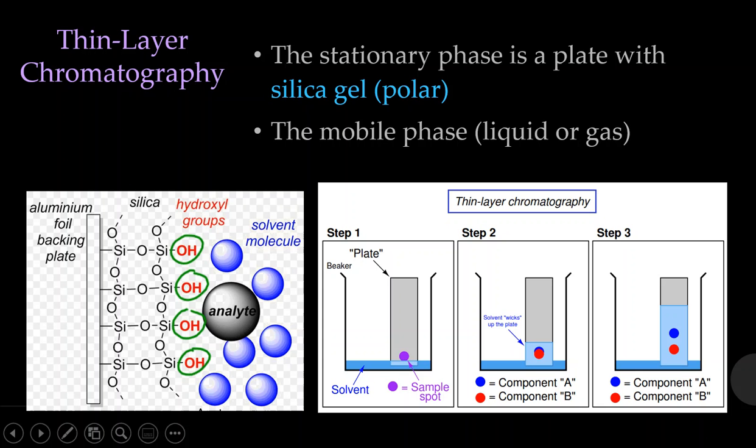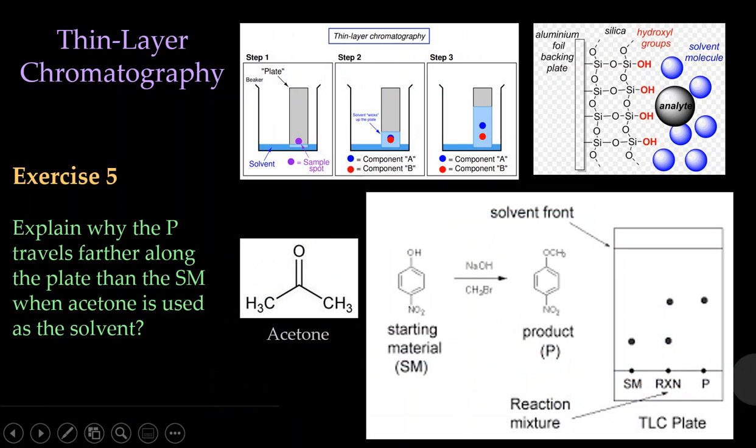All right. So here's a good example. Explain why the P travels farther along the plate than the SM when acetone is used as a solvent. And I put the structural picture of acetone so you can see. If you're not familiar with the way that organic chemistry draws it with the lines, basically this is the stick figure way. This is really a carbon here in the middle. That oxygen has 2 dots around it, and it's double bonded. So it does have the 4 bonds, which would be 8 electrons, so it is satisfied in the octet there.